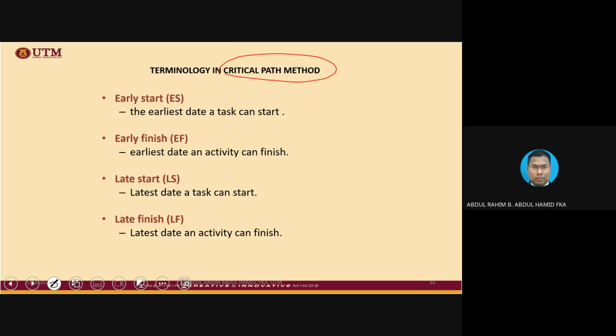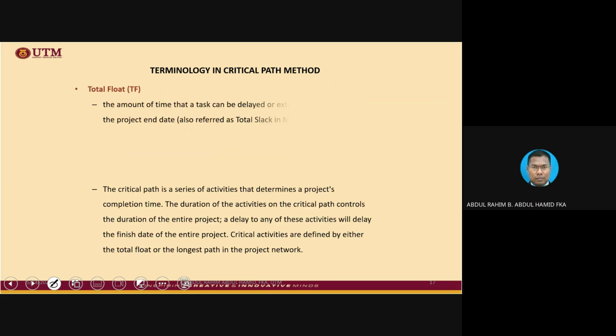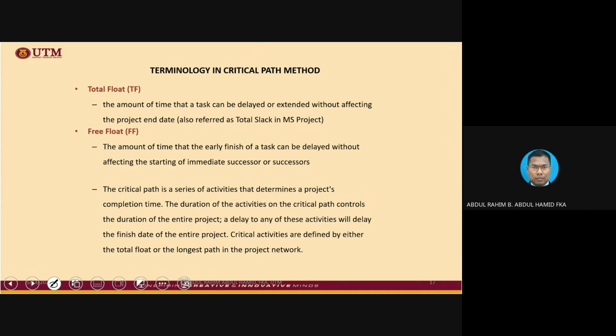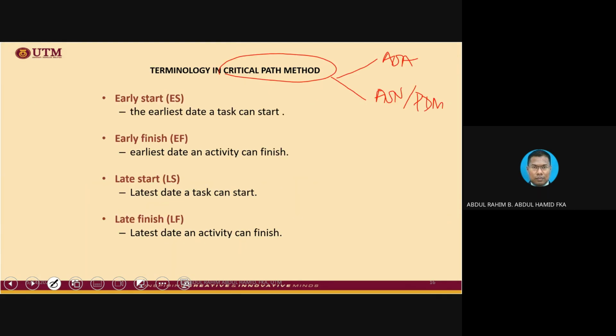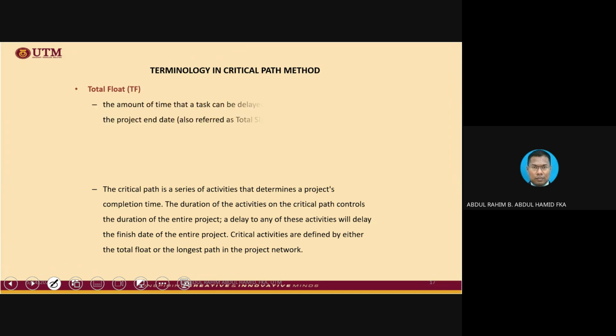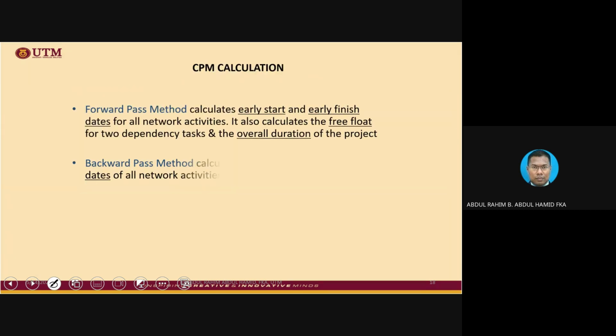And remember, the critical path method can be incorporated into the AOA diagram, or the AON and PDM diagram. This is the same concept anyway, so I do not want to repeat. Total float and free float are also the same concept, except that when we start putting into the AON and PDM diagram, you would be able to see how we do the calculation. How do we do the calculation?